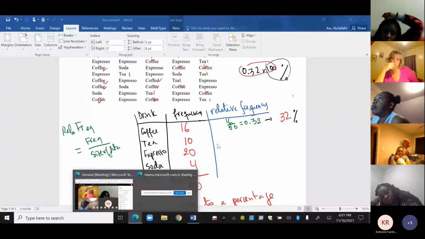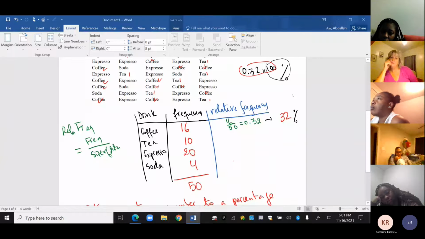You see, we did coffee, right? The relative frequency for coffee is 32%. Can you do the same thing with tea, espresso, soda, the three remaining? Yeah, can you do that, and then we're going to compare? Oh, sure.